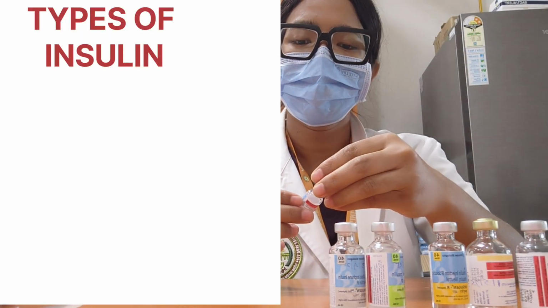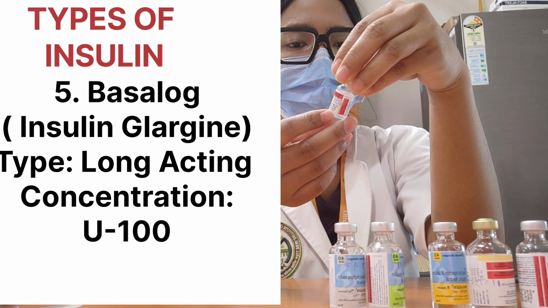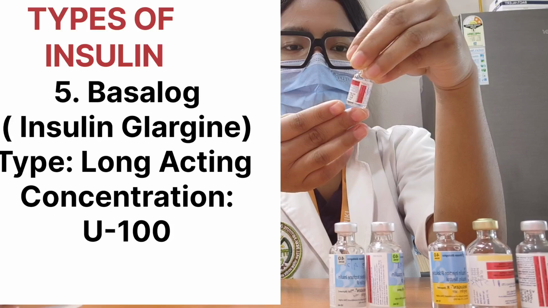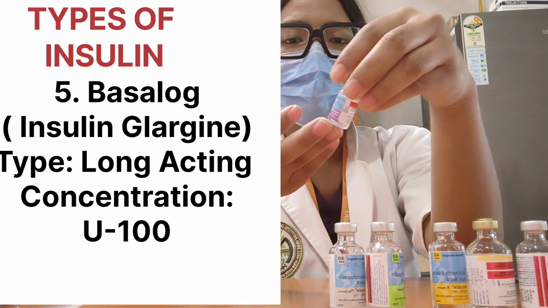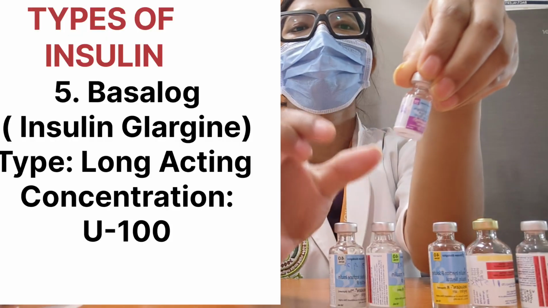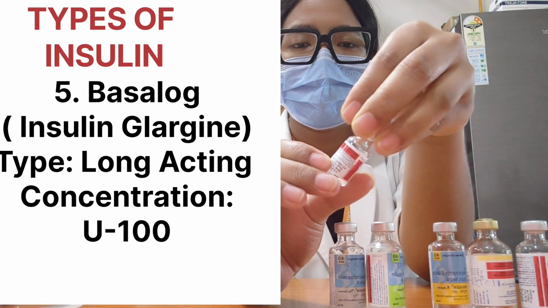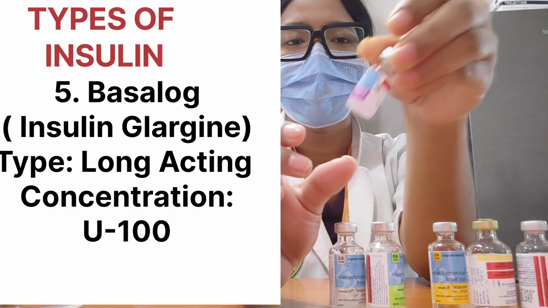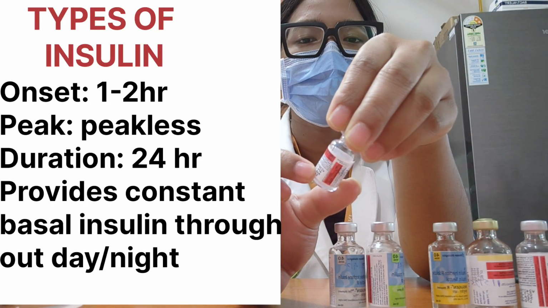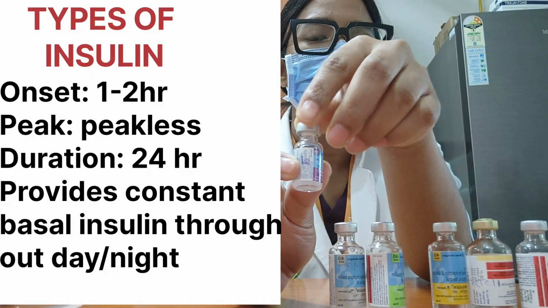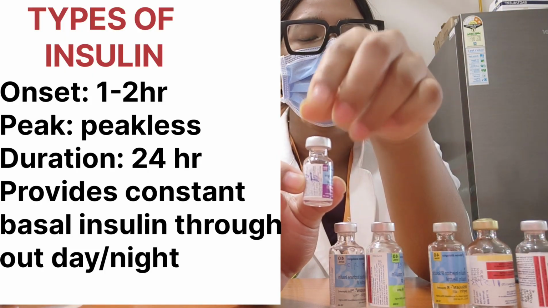Now let's talk about the long acting insulin. This is insulin glargine injection, rDNA origin. It comes under the name Basalog, so this is the brand name. This is the insulin which comes at 100 international unit per ml. It is clear in color, and it is used for maintaining the basal insulin level. So this is a long acting insulin, and the duration will last around 24 hours. Okay, so this is a long acting insulin.